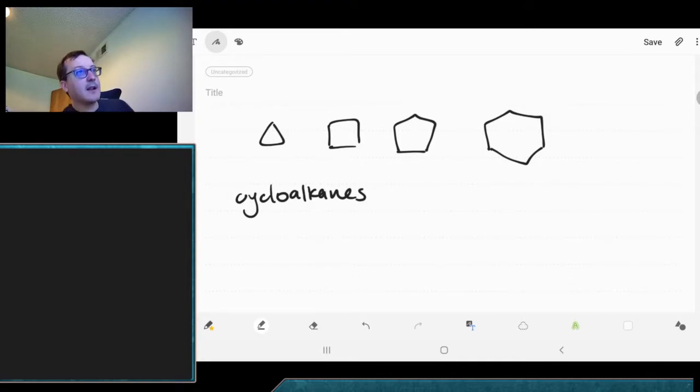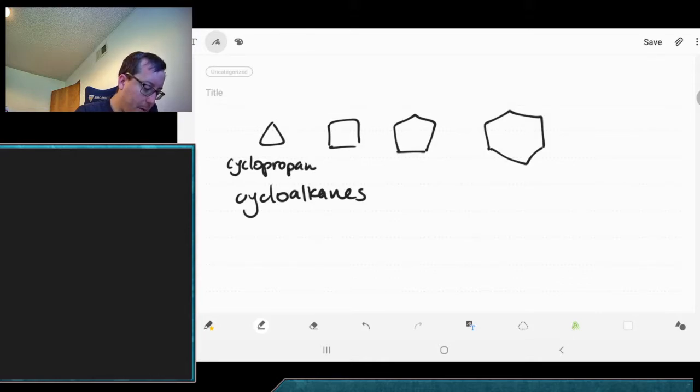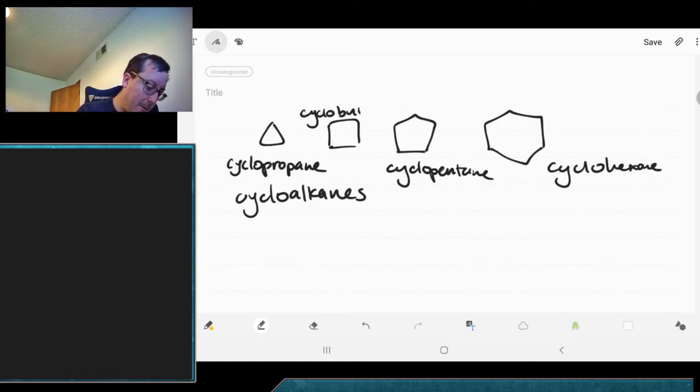When we talk about cycloalkanes, those behave much like alkanes do. We see that when we're naming things with cycloalkanes, we just include the cyclo prefix with them. So this would be cyclopropane. This one would be cyclopentane, cyclohexane, and the one I've omitted, cyclobutane.